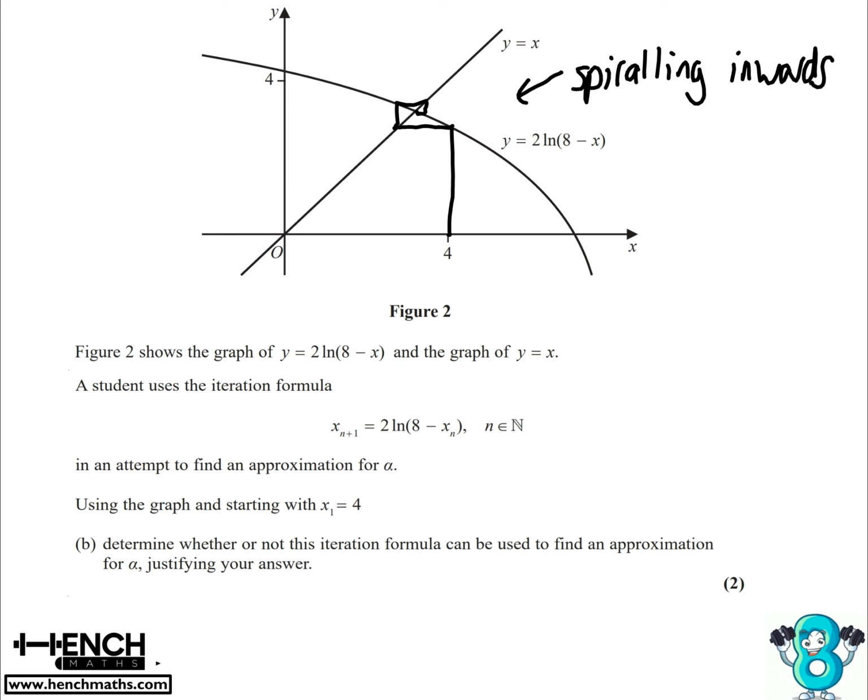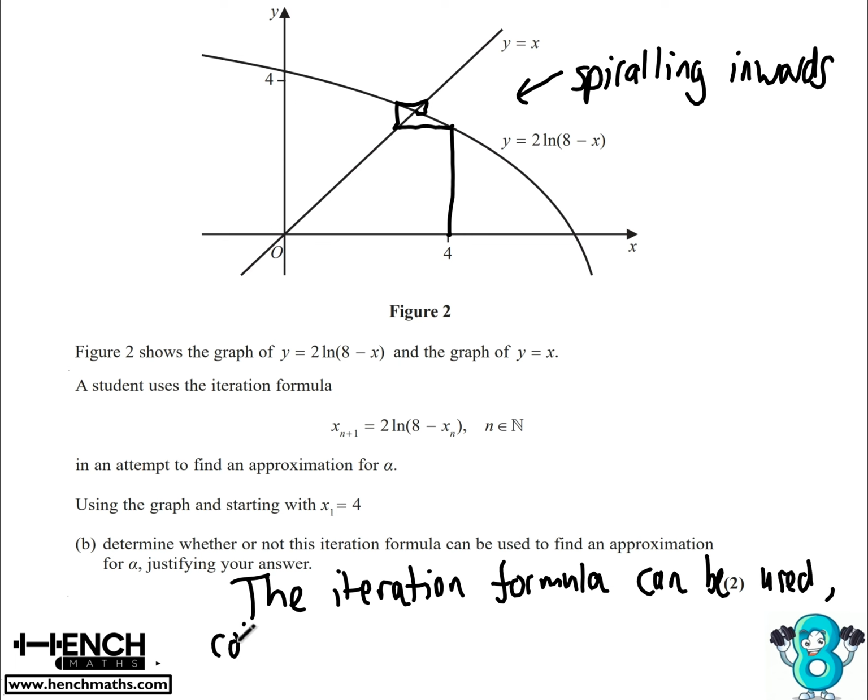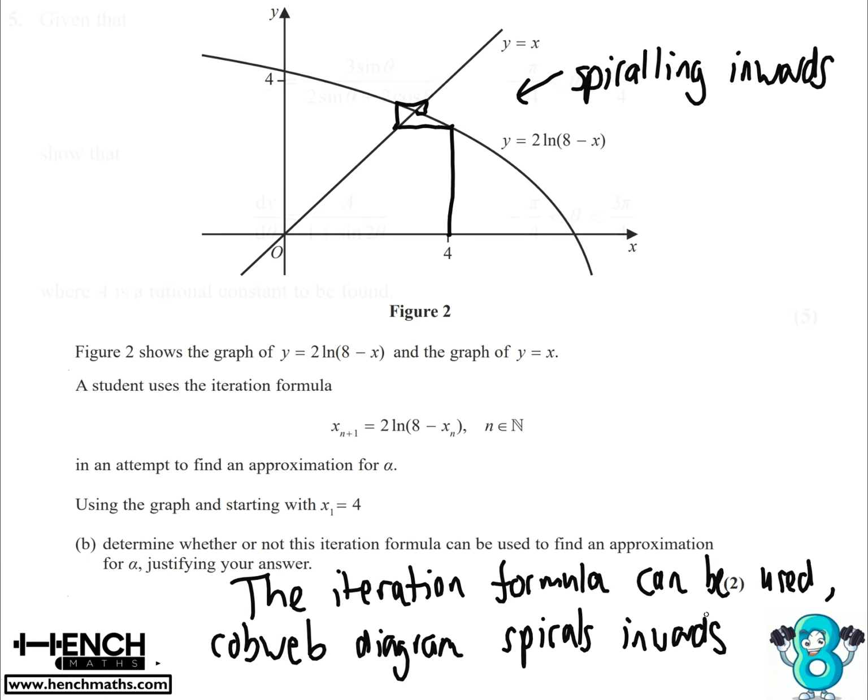This is good if you're trying to use your formula to find a solution. So this means, yes, the iteration formula can be used. The cobweb diagram, that's what we call this, spirals inwards. That shows it's converging towards a solution to these two equations. And that's what we need to do for 4 marks on question 4.